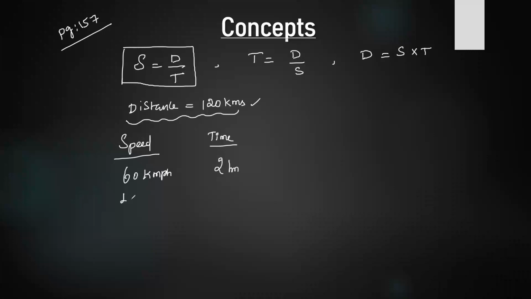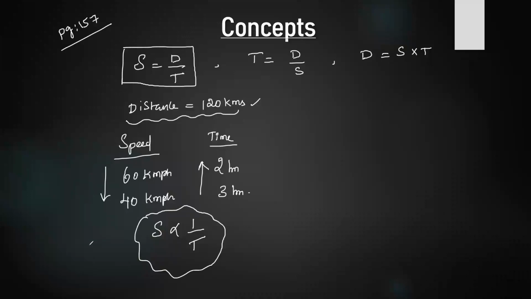Suppose if I reduce my speed to 40 kilometer per hour, then what is the time taken? 3 hours, right? So speed decreases, time will increase. So speed and time are inversely proportional. That's why speed equals distance by time. So inversely proportional. Okay. Clear.